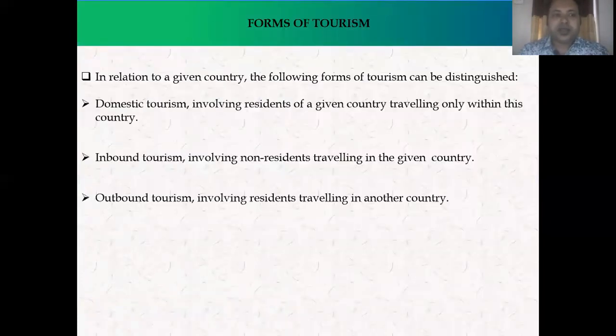Forms of tourism. In relation to a given country, the following forms of tourism can be distinguished, especially domestic tourism and international tourism. Domestic tourism involves residents of a given country traveling only within this country. Secondly, inbound tourism involves non-residents traveling in a given country. Outbound tourism involves residents traveling in another country.